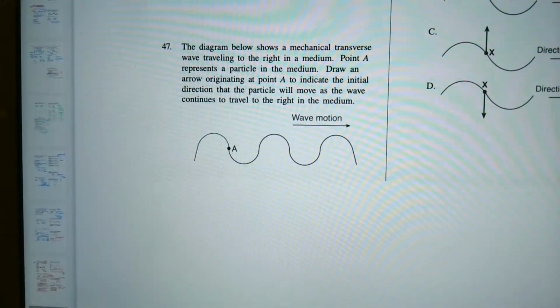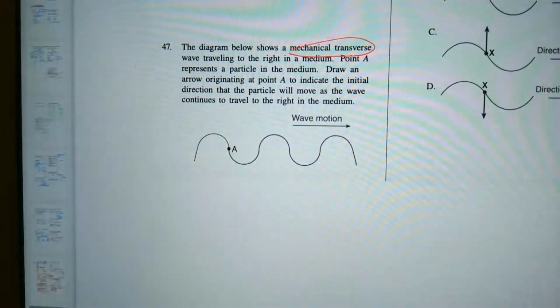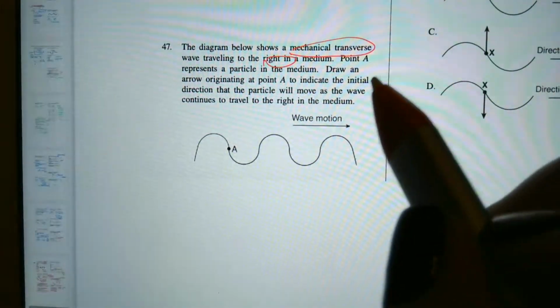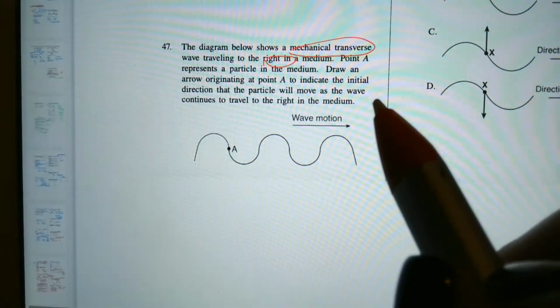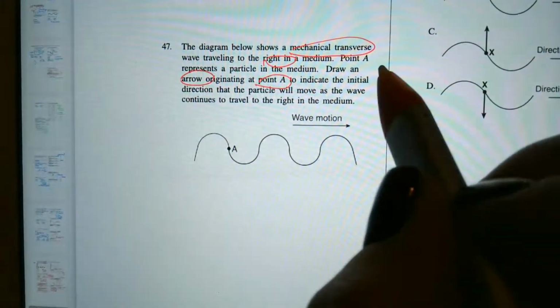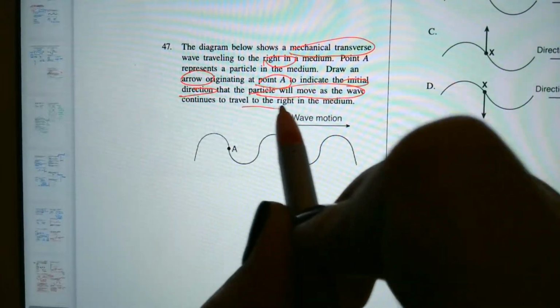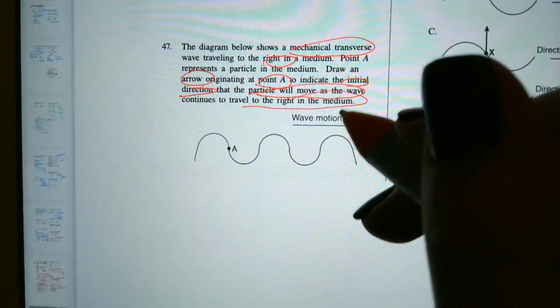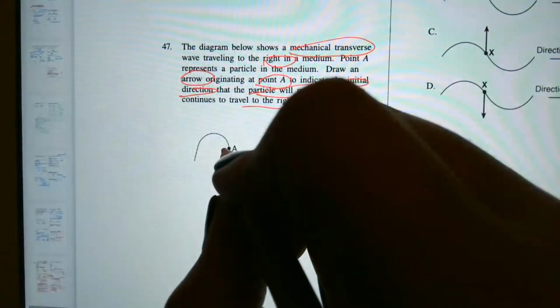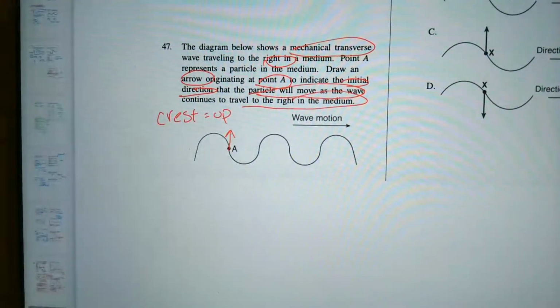The diagram below shows a mechanical wave. A mechanical transverse wave traveling to the right in a medium. Point A represents a particle in the medium. Draw an arrow indicating at point A the initial direction that the particle will move in as the wave continues to travel to the right. So if it's traveling to the right, I'm going to look at A and look right behind it. I do see a crest, so I know it's going to go up. The crest tells me it's going up.